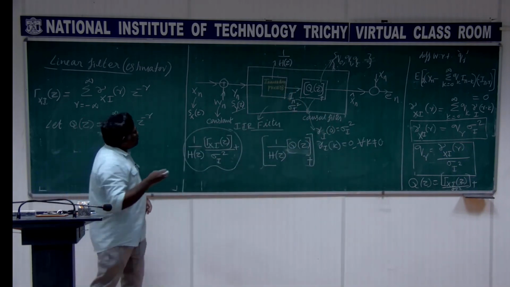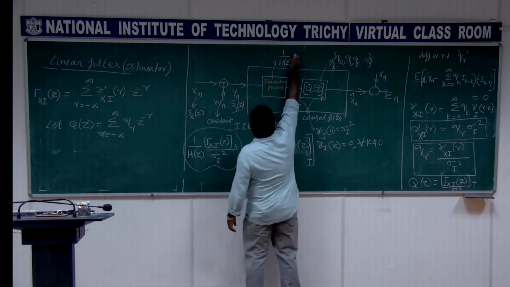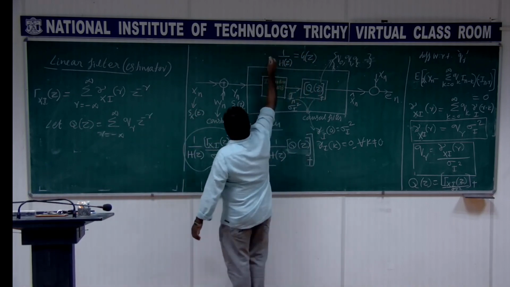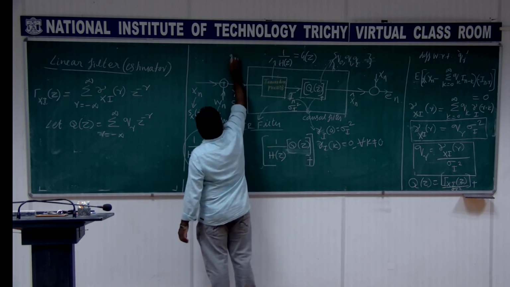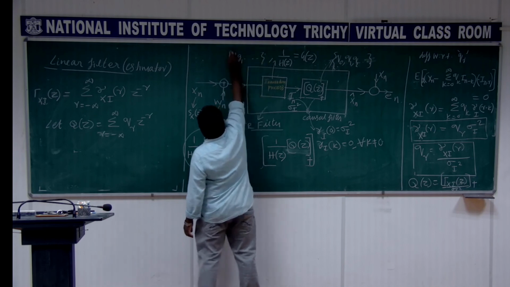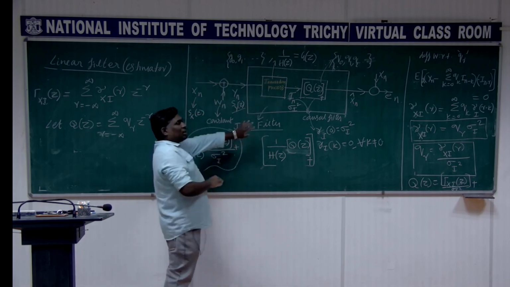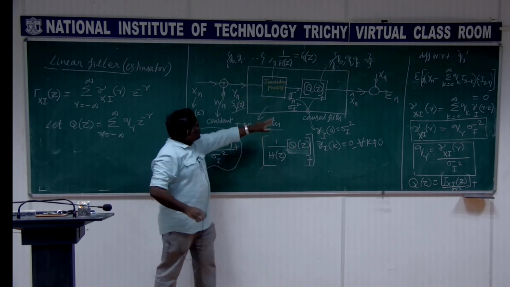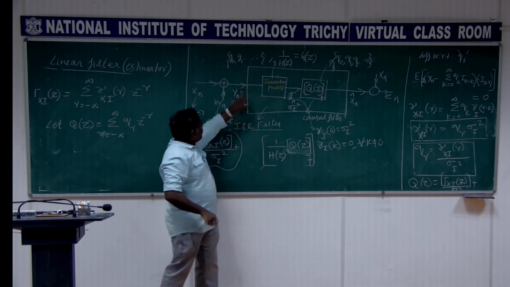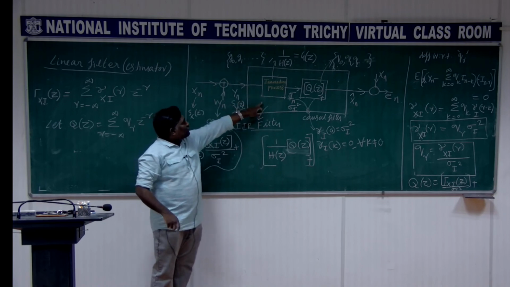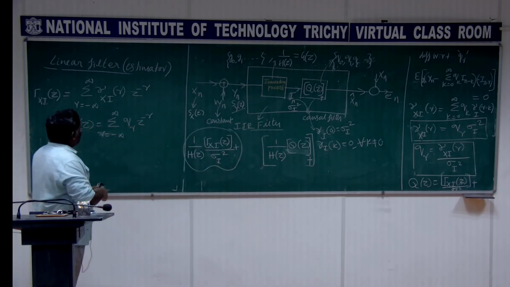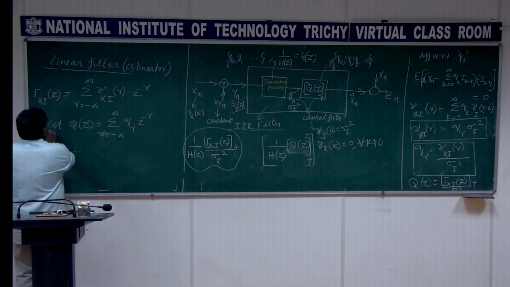Let me call 1 by h of z as g of z, and let us consider the coefficients to be g0, g1, all the way up to infinity. It is a causal IIR filter part, g0 and so on, because I know the relationship between in and yn using this block. Let me replace that one with this, then we will see what we get.